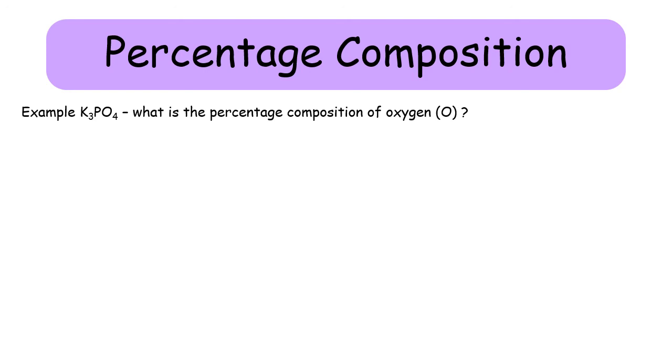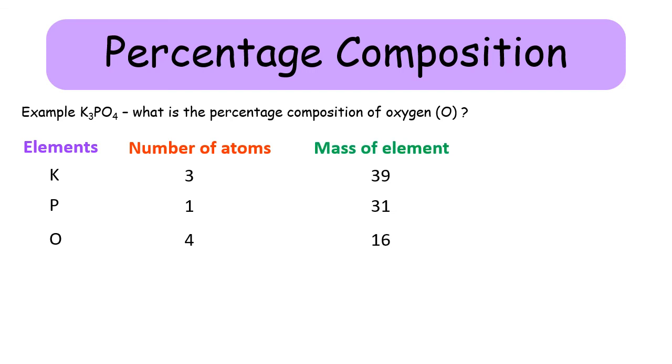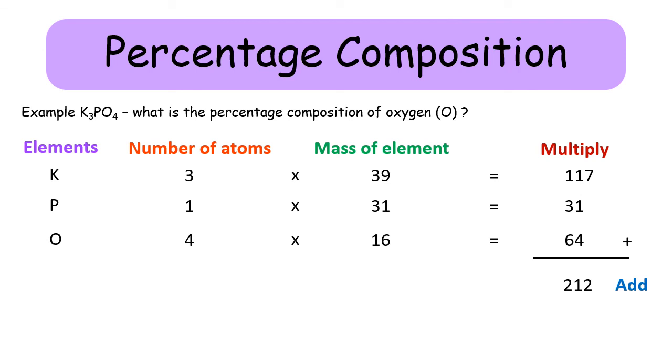Our second example is a slightly more complicated one, and we have K3PO4, otherwise known as potassium phosphate. What is the percentage composition of oxygen in this? Well, again, we need to work out our formula mass. The elements in K3PO4 are K, P, and O. There's 3 potassiums, 3K, 1 phosphorus, so 1P, and 4 oxygens. When we look up the masses in our data booklet, we see that potassium is 39, phosphorus is 31, and oxygen is 16. We multiply to get 117, 31, and 64. To get our formula mass, we add them together, and that ends up 212.